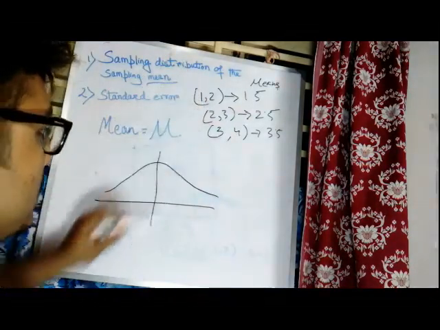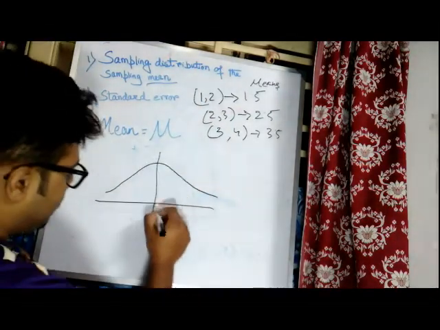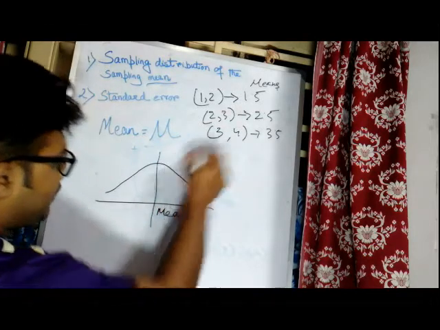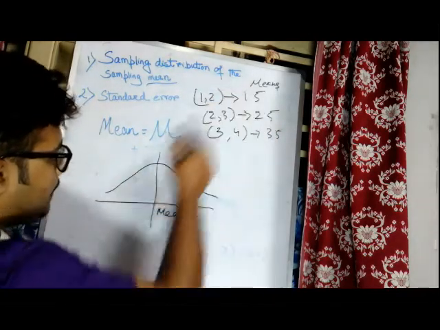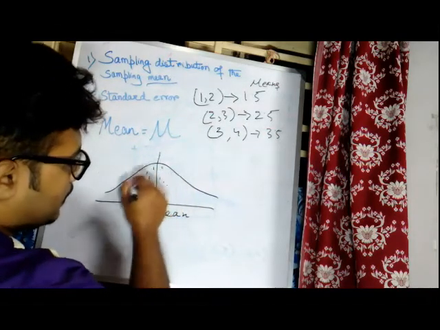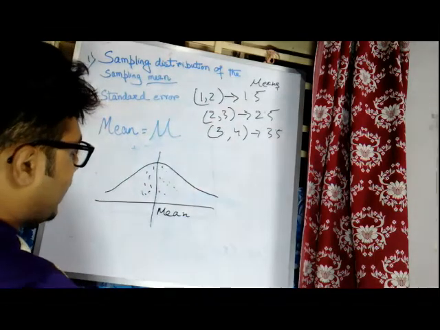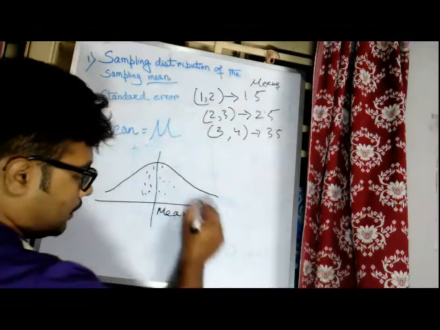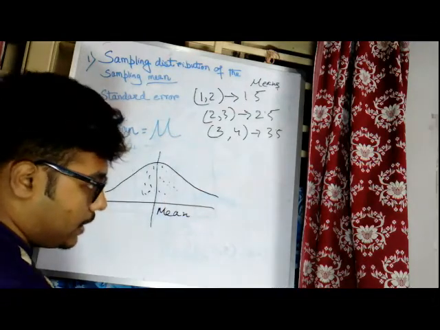Now suppose this is the mean. The maximum number of the means of these samples will be concentrated in these areas. In these areas they will be concentrated, and that is the distribution we call a normal distribution.